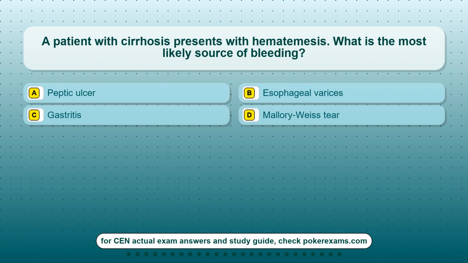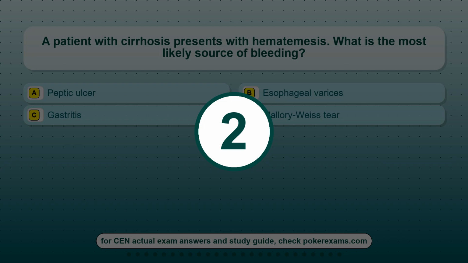Question 6. A patient with cirrhosis presents with hematemesis. What is the most likely source of bleeding? Option A, peptic ulcer. Option B, esophageal varices. Option C, gastritis. Option D, a Mallory-Weiss tear.